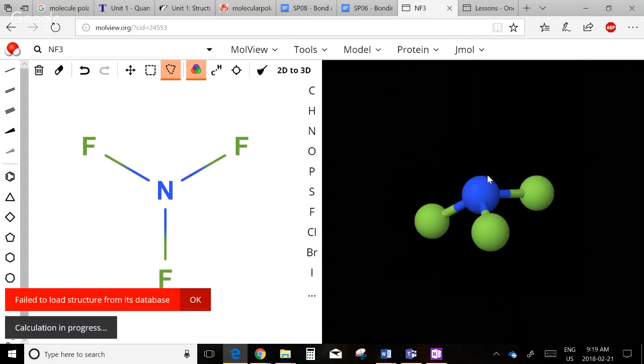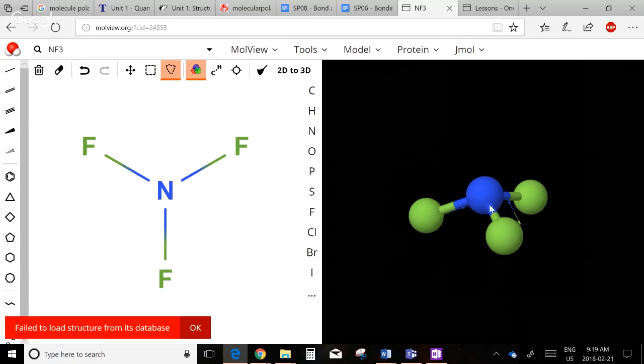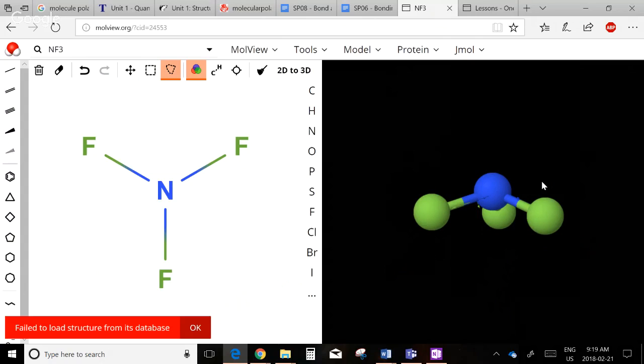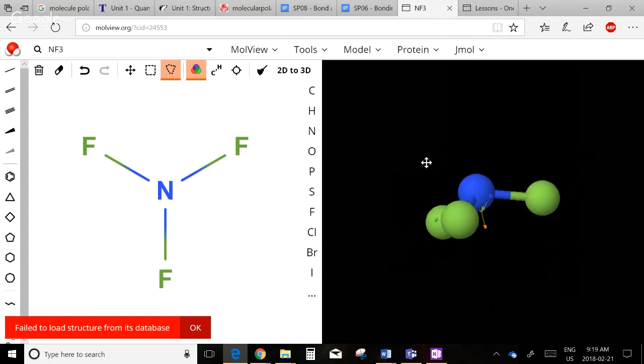If I go to add the individual dipoles, they run towards the fluorine. When I go to add the net dipole, what should I see? It should go straight down. And there it is. Everyone see that?